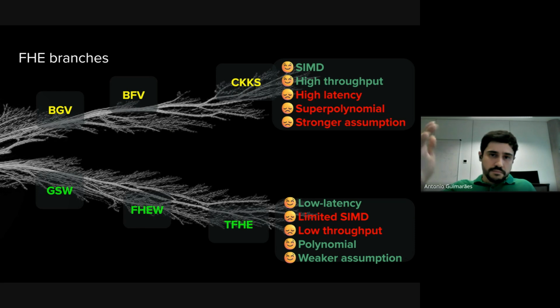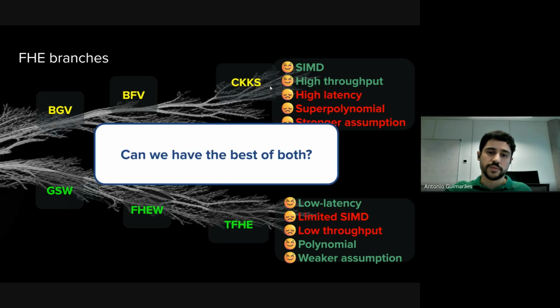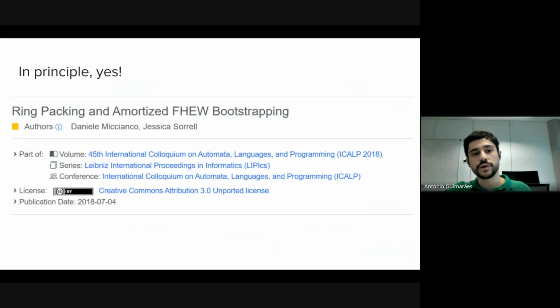So these are basically the differences between these two branches, and with all of these factors, it's very clear that we would like to have the best of both. We would like to have a scheme that has the security of being based on polynomial noise, while also having the SIMD capabilities of the top schemes. So can we have the best of both?